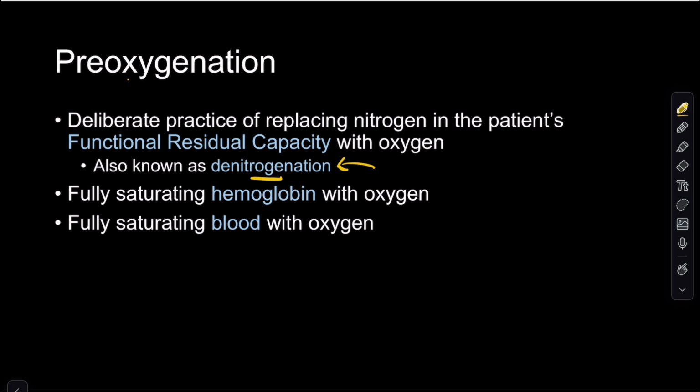One thing kind of unique to pre-oxygenation is going to be fully saturating the hemoglobin with oxygen, whereas denitrification is more focusing on replacing the nitrogen that's in the lungs in the functional residual capacity. Pre-oxygenation includes that, but you're also fully saturating your hemoglobin with oxygen, and then there's also dissolved oxygen within the blood. You want to maximize the amount of oxygen that's saturated in the blood. That just buys you time when a patient is apneic because they have more oxygen available for their tissues to use, so they can be apneic for longer. You have more time to intubate them.